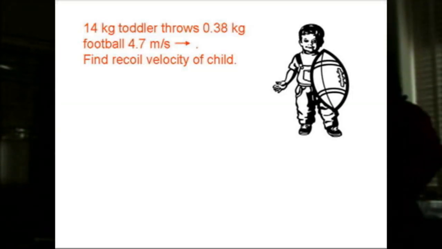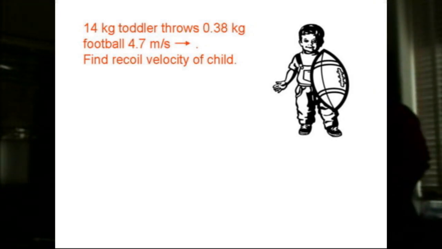We have a 14-kilogram toddler. He throws a 0.38 kilogram football, 4.7 meters per second to the right. Find the recoil velocity of the child. So you have a child with a football, throws the football. He moves back. And how do we find that?